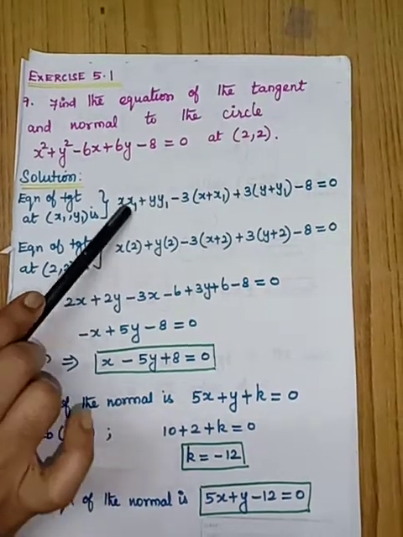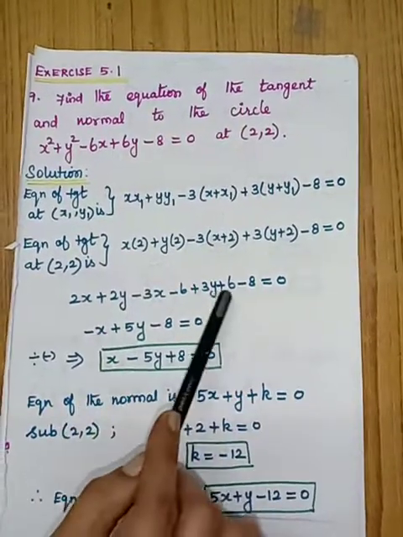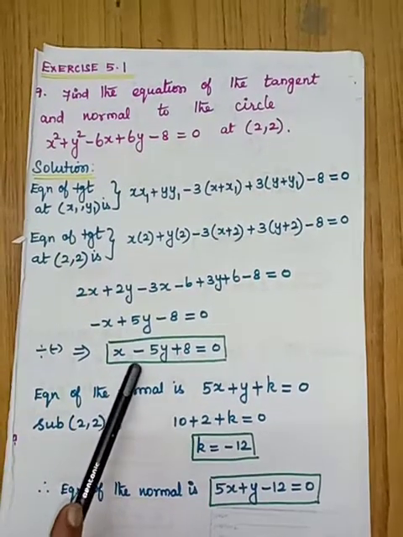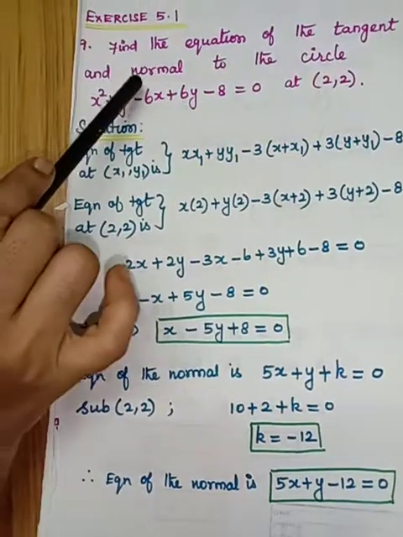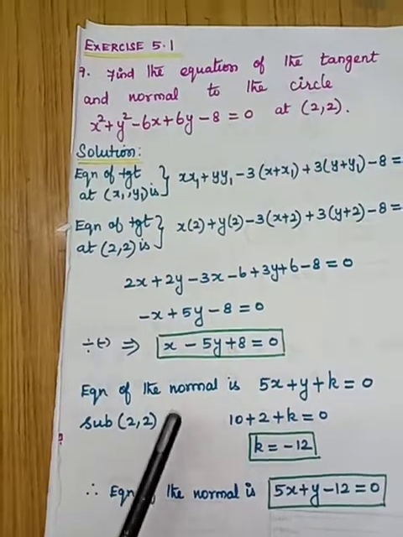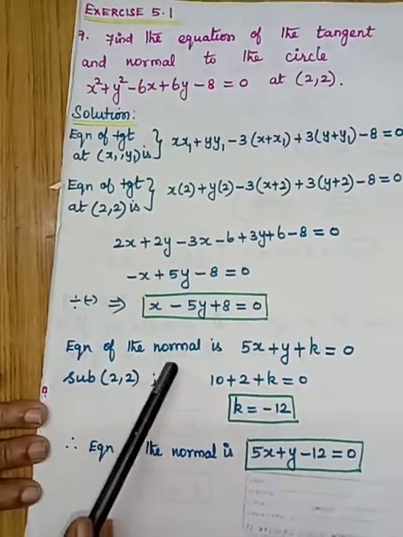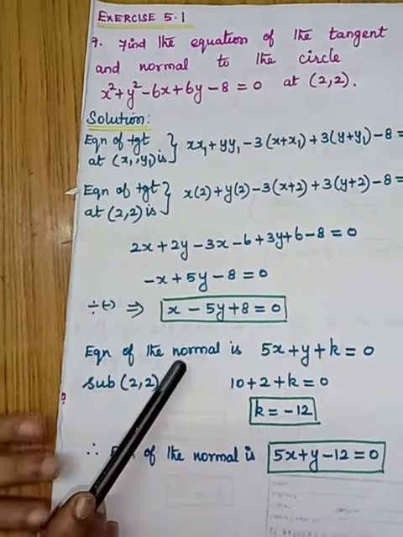So while you are substituting x1 and y1 as 2 and 2, you will get this answer. When you simplify, this is the equation of the tangent. Okay, and what is asked? Normal also is asked. What did I say about the normal? Normal is the perpendicular line to the tangent.